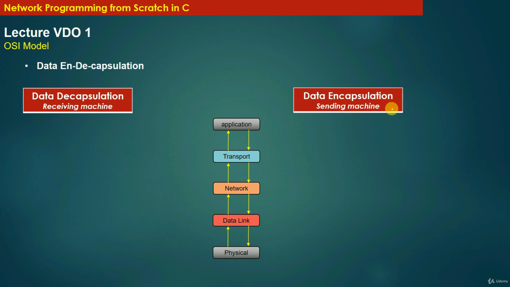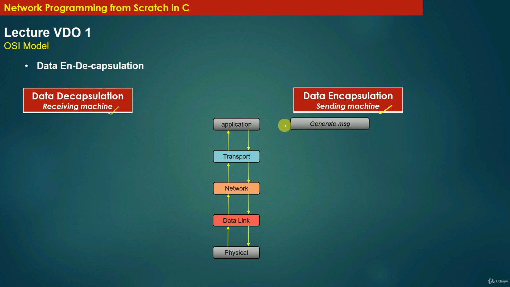So welcome back guys. Next we will discuss data encapsulation and decapsulation. So in this slide you can see that data encapsulation happens on the sending machine, that is the machine which generates data. And data decapsulation happens on the machine which receives the data, that is the receiving machine. In the middle you can see the TCP/IP stack comprising of application, transport, network, data link.